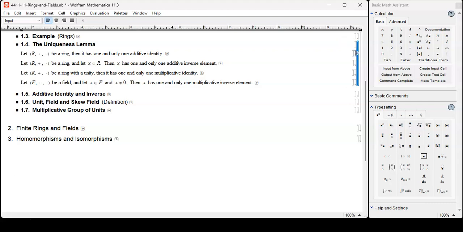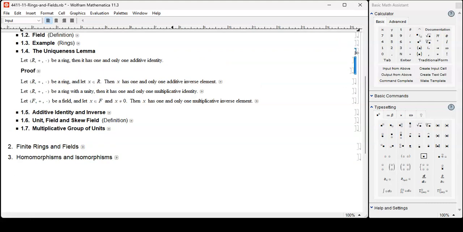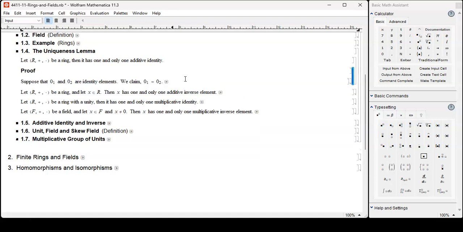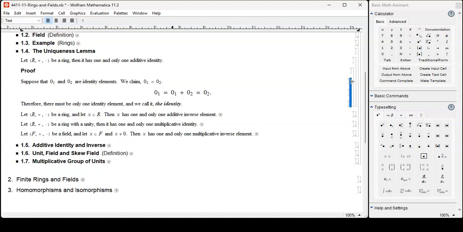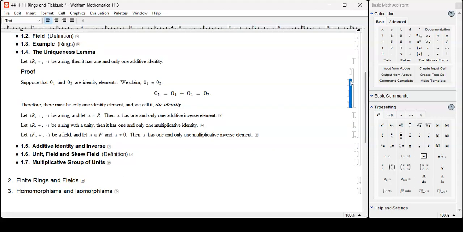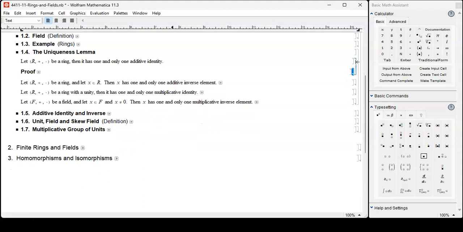Here we go. Let R be a ring, then it has one and only one additive identity, because if it has two, then they're the same. So we can call it the identity. Does it ring a bell? As a matter of fact, we did it already. We did it for groups. We used to use e's instead of zeros, and the star notation for group operations rather than plus notation. It's the same as before.